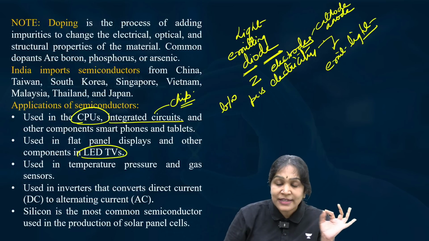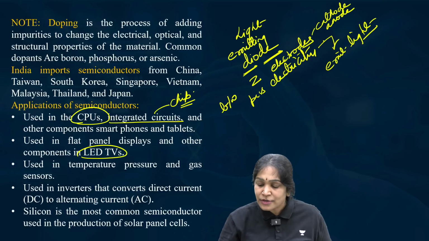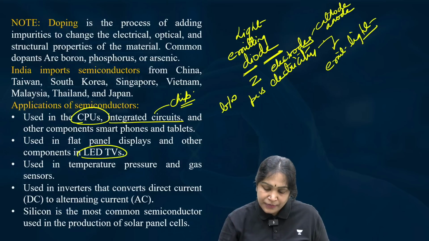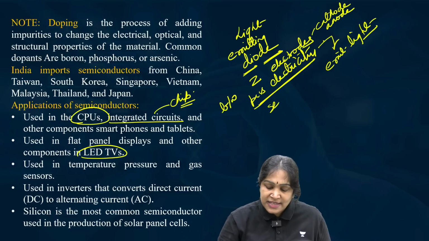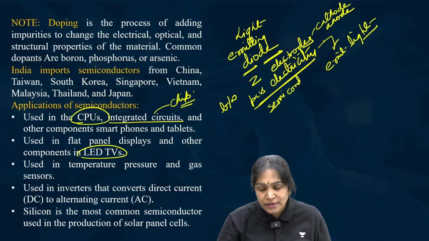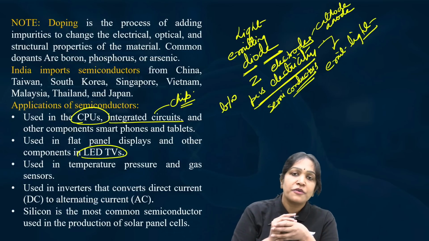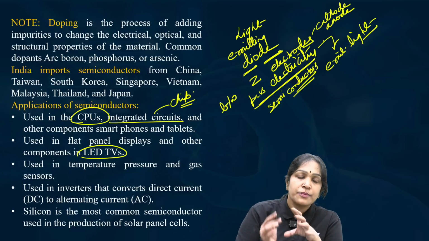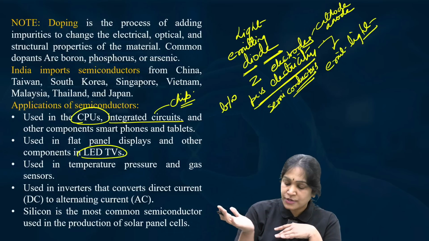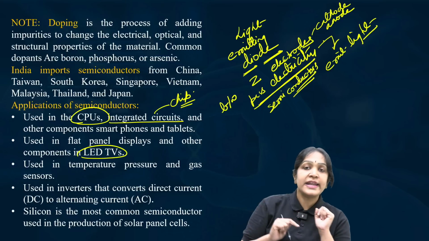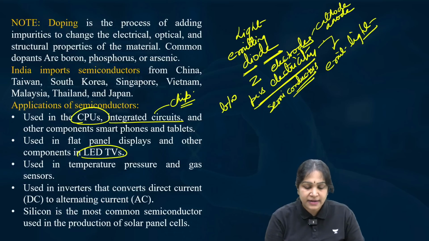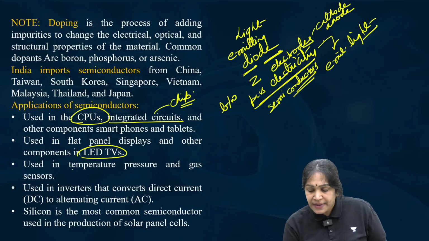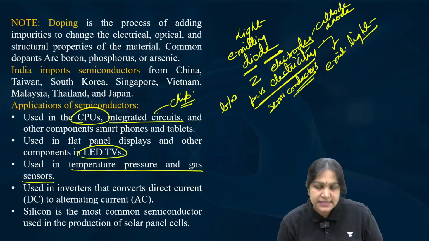So, between the two electrodes, the electrons should flow, isn't it? We pass electricity, right? So, do you need semiconductors? I hope you understood. What is the role of semiconductors? Controlled movement of electricity, the controlled flow of electrons. So in LED lamps and LED screens, we use semiconductors. They are also used in temperature, pressure and gas sensors.